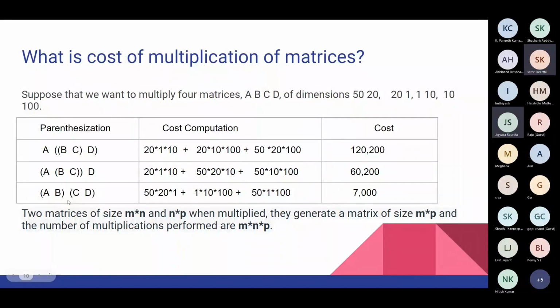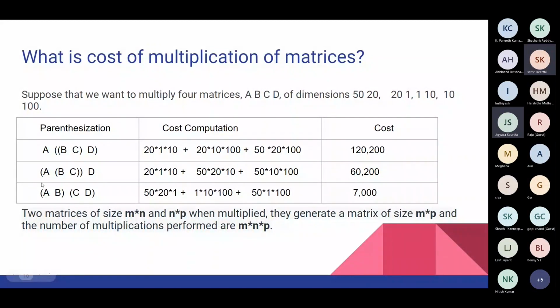So first you are multiplying A and B. B has the dimension 20 by 1, and A is 50 by 20, so multiplying A and B will give you the cost 50 into 20 into 1. Multiplying C and D will give you the cost here: C has dimension 1 cross 10 and D has dimension 10 cross 100, so multiplying C and D will give you the cost 1 into 10 into 100.